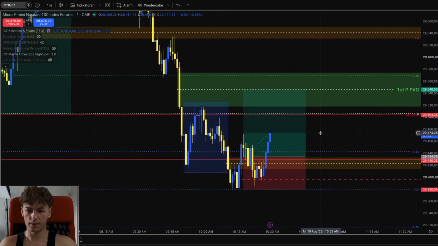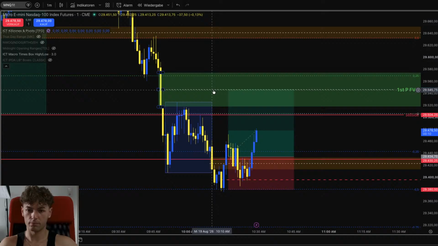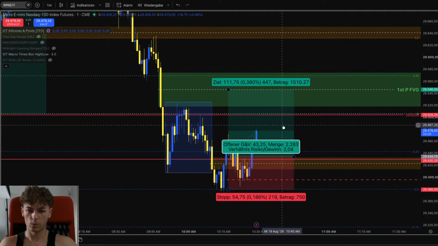But yeah, seems like it kind of delivers. So target is the first presented fair value gap midpoint, which gives us a 2.1 R hypothetical trade.